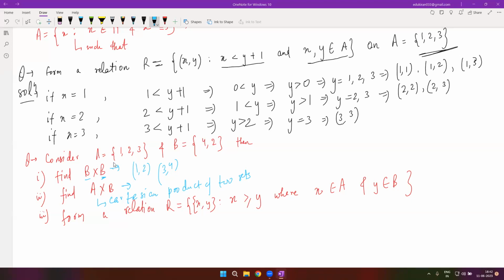In case of Cartesian product, if you are finding out the Cartesian product of two sets, then you have to form all the pairs which are possible with those two sets written there. So in this case, we have to find out B cross B, and set B is given to us. Set B contains two elements, 4, 2.